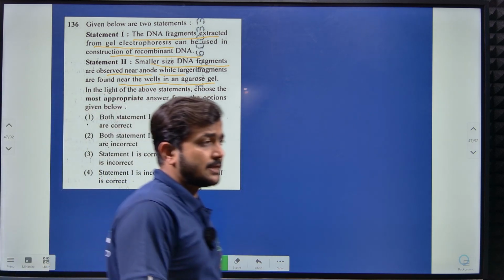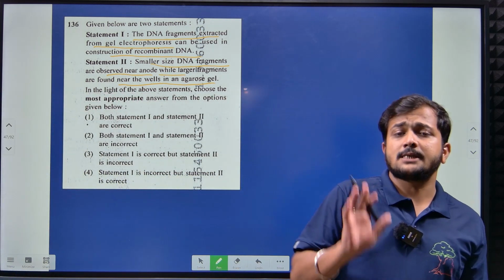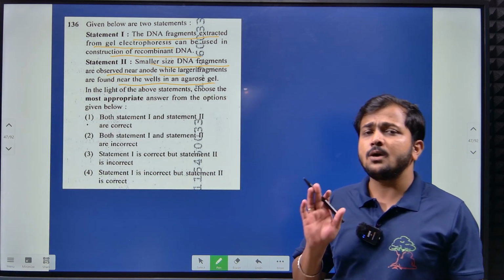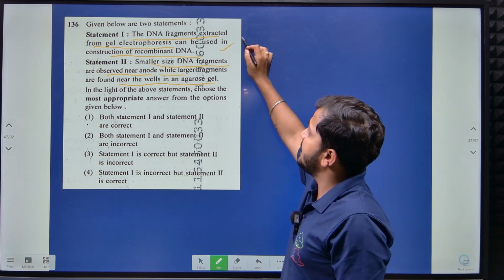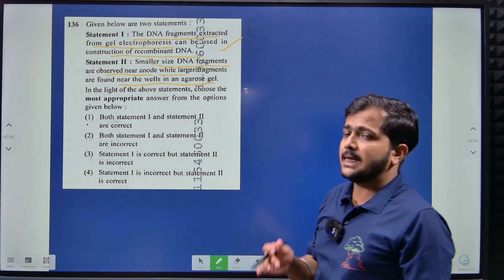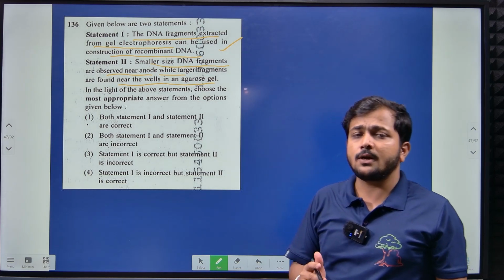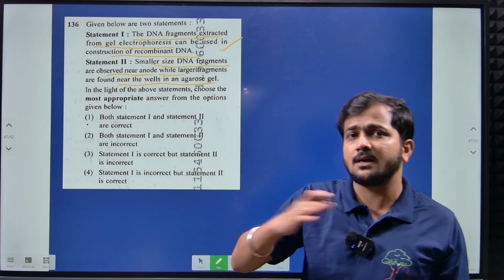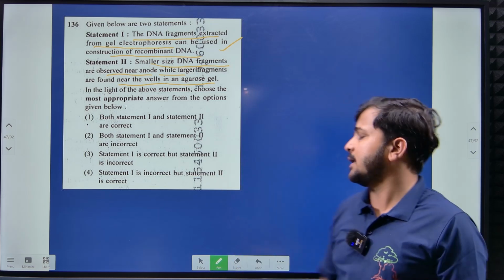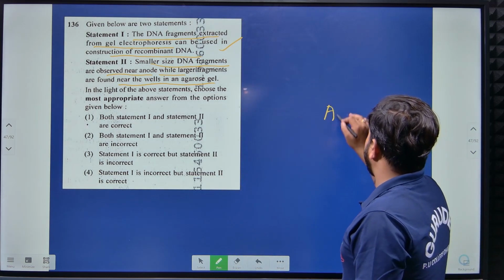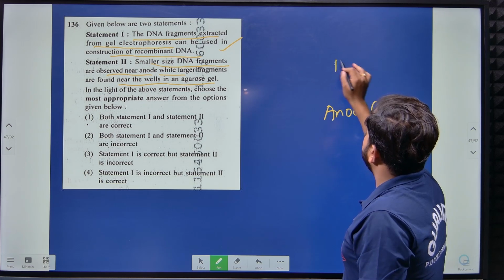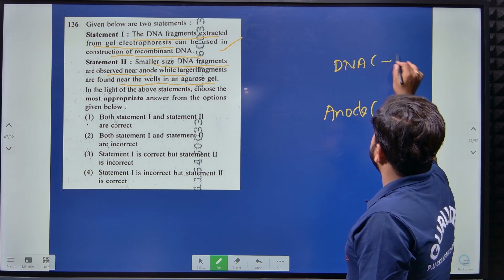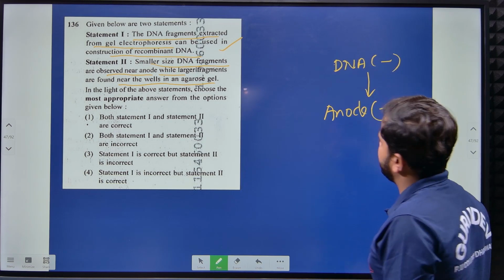Agarose gel electrophoresis is a separation technique where we are going to separate the fragments of DNA. So that itself is correct here. Then small sized DNA, smaller and low molecular weight molecules, will move faster towards the anode. Why is it moving towards the anode? Because the anode is positively charged and DNA is negatively charged, right?